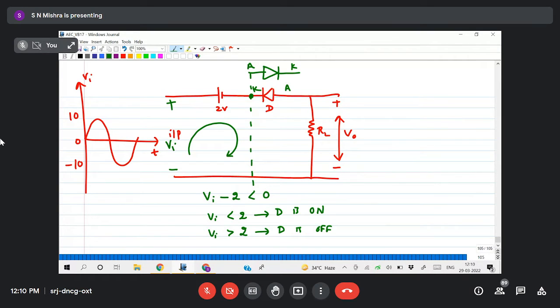Now you draw the equivalent circuit. Once you find the condition, then you have to draw the equivalent circuit. Now what is my equivalent circuit? First take the on condition. On condition means the diode is on, then the resistor like this, 2 volt, plus or minus V naught.